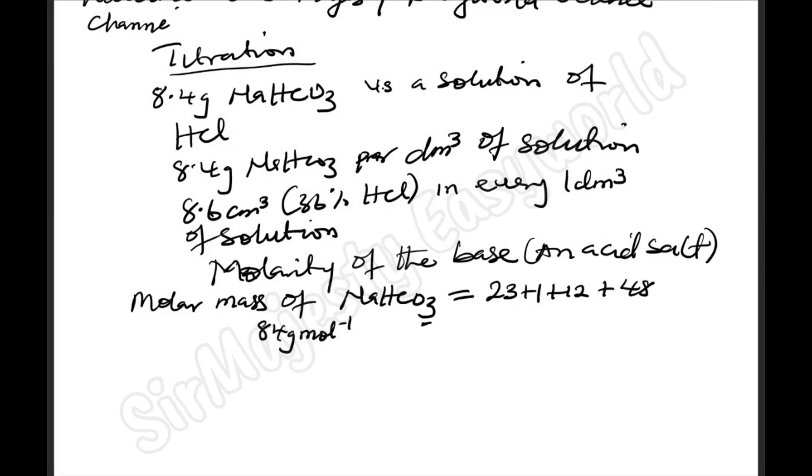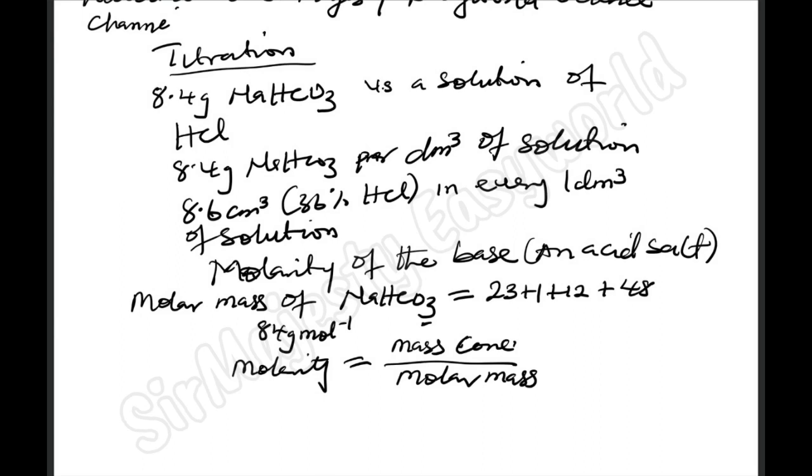Then to get the molar concentration, that's the molarity, it is always gotten by dividing mass concentration all over molar mass. Mass concentration all over molar mass. The mass concentration is already given as 8.4. Then the molar mass has been gotten as 84, so that makes our work easier. Therefore, 8.4 divided by 84 automatically will give you 0.1.